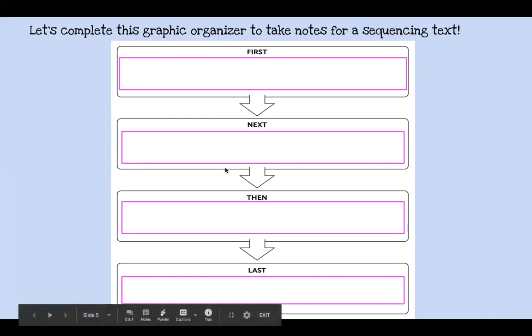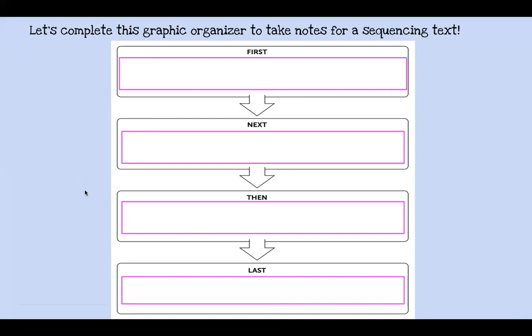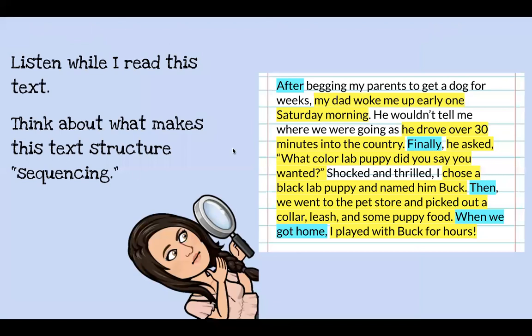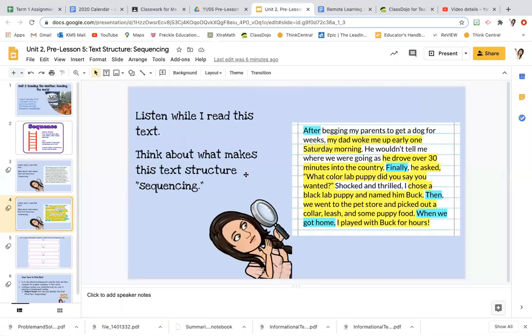So it depends on the text. I only have 4 boxes for this one, but some of them have more if there's more than 4 things listed. And this one, we probably could have done more than 4 boxes, but I'm going to try to keep it simple and only do 4 boxes. So let's try this out, how we would take notes.